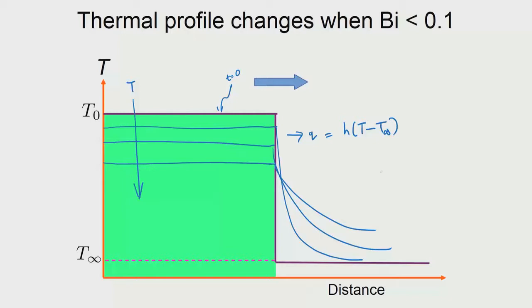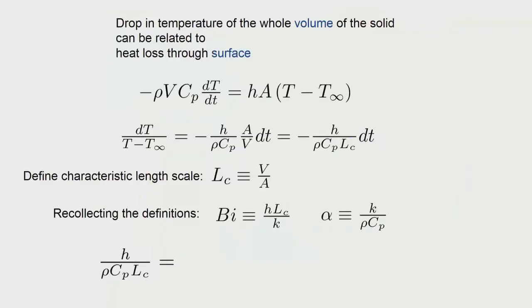will be available, which means that we no longer are looking at this, we actually look at this only, because we see that this is not important and this is only when the Biot number is very small. So, let us look at that extreme case and see what happens. So, if that is the situation, then we say that the drop in temperature of the entire volume of the solid, which is being given here.